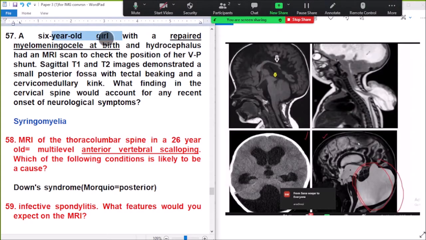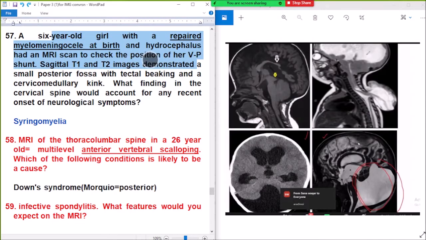A 6-month-old girl with a meningoencephalocele repaired at birth and hydrocephalus has an MRI scan to check the position of her VP shunt. Several T1 and T2 images demonstrate a small posterior fossa with tectal beaking and a cervicomedullary kink. What finding in the cervical spine would account for any recent onset of neurological symptoms? Syringomelia.